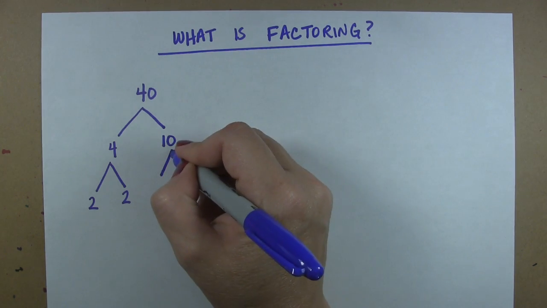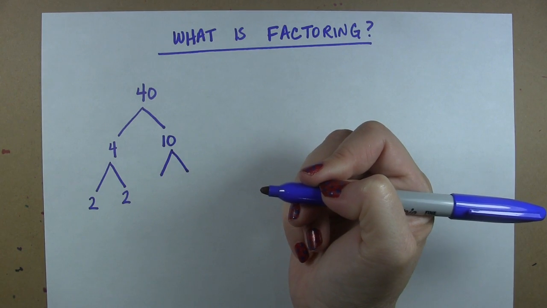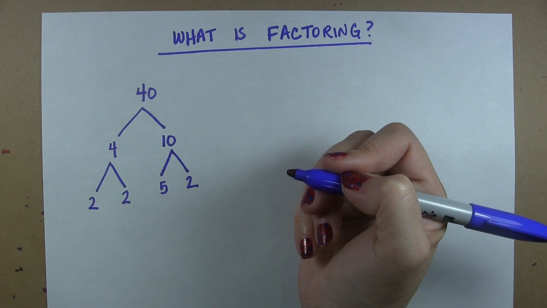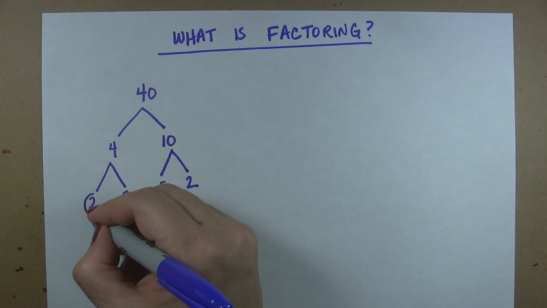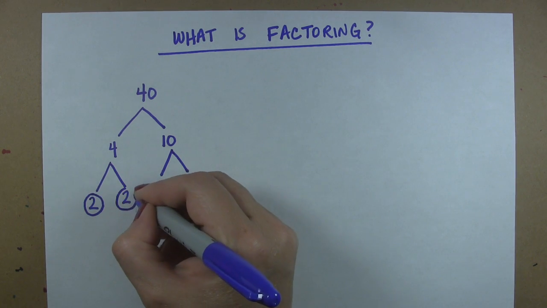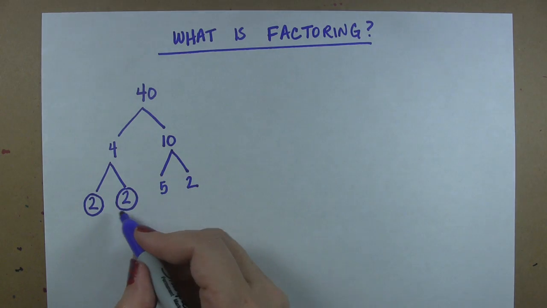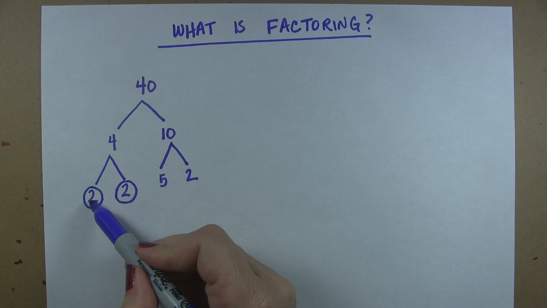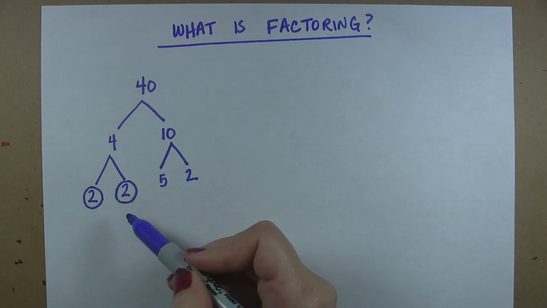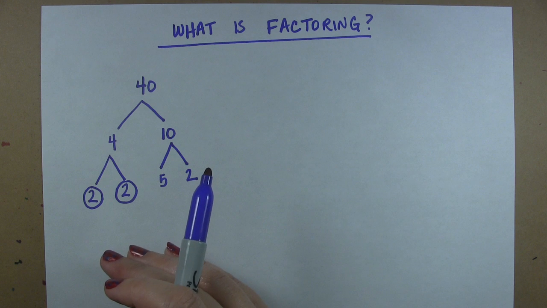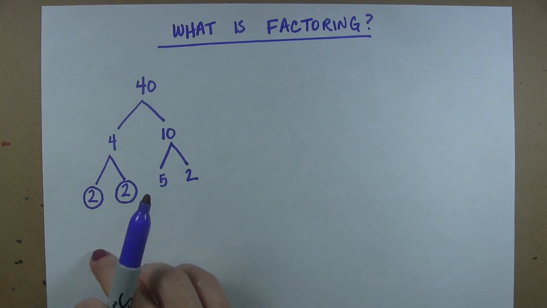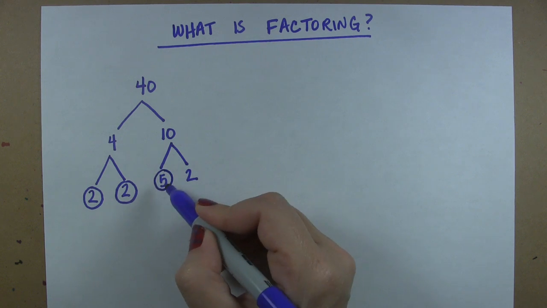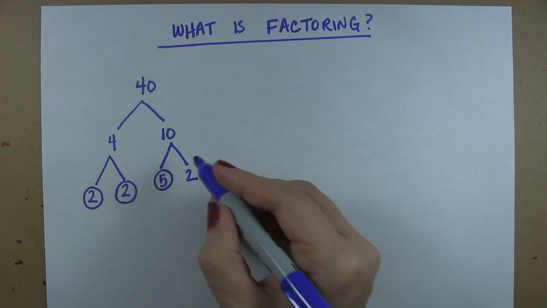How about 10? Can you think of two numbers that multiply together to make 10? How about 5 times 2, right? That would work. Now, I'm going to circle these numbers down here, and the reason I'm circling them is because I can't break them down anymore. I mean, yes, I know that I could break 2 down into 2 times 1. But once I get to the point where I'm using the number itself or the number 1, I'm finished. Same thing with the number 5. The only way to break that down is 5 times 1. So we're done.